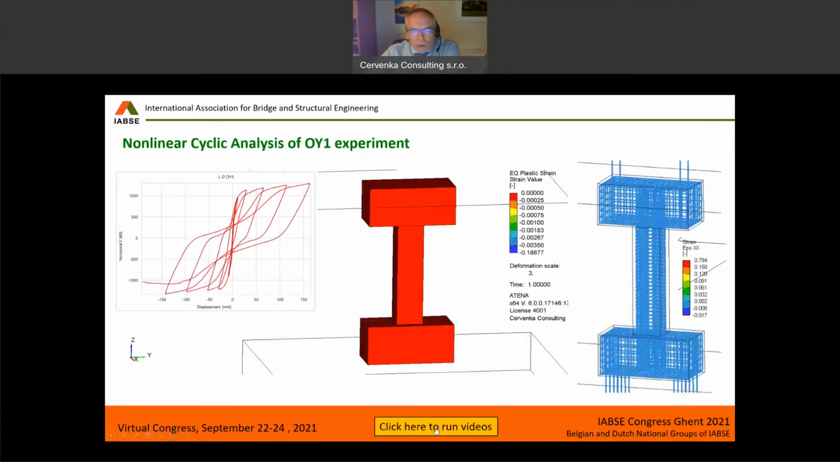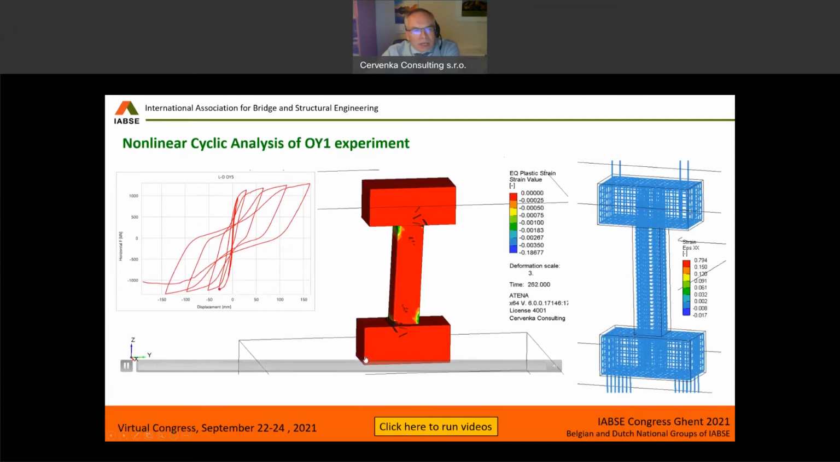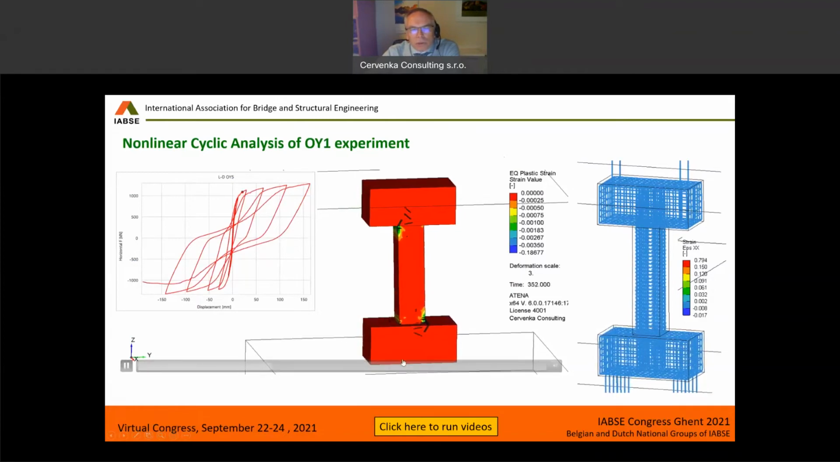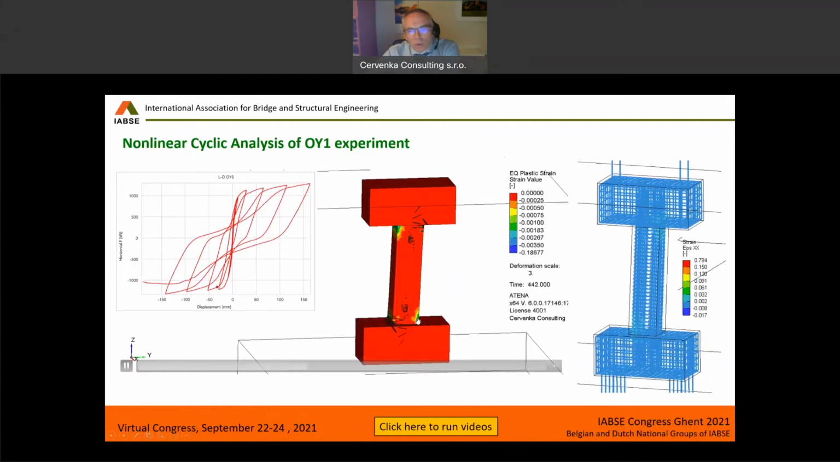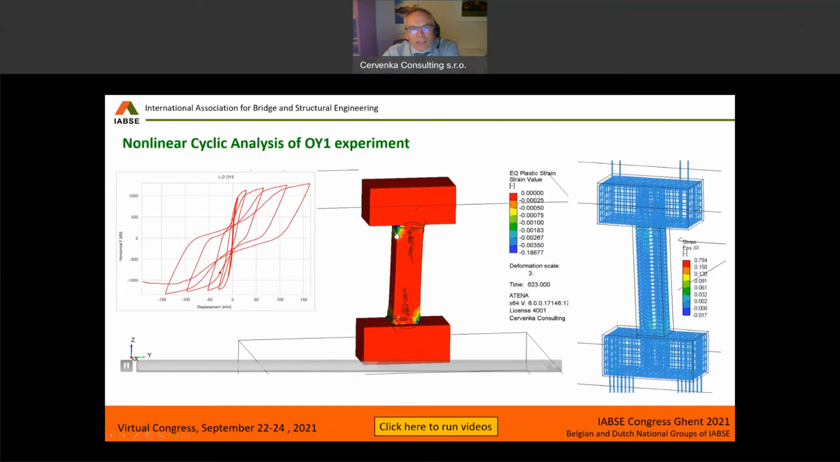So let me show an animation of such an analysis. What you see on the top left is the load displacement diagram, and there is a point moving on the diagram showing exactly where we are in our analysis. The middle plot shows the deformed shape of the structure with the cracks as they open and close. And the contours show the equivalent plastic strain, which represents the level of crushing we can estimate from that.